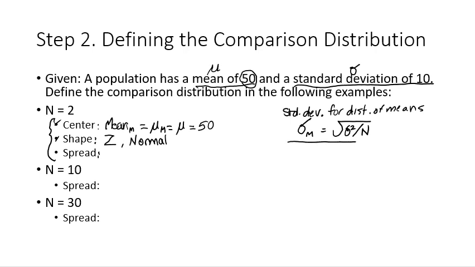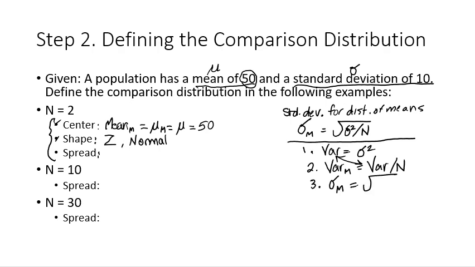But in our class, we're always going to be using three steps. Step one, we're going to calculate the variance. And the variance is always going to be standard deviation squared. In step two, we're going to calculate the variance for the distribution of means. There's that subscript M again. And it's always going to equal the variance, which we just calculated up here, divided by n, or the number in the sample. And in step three, we're going to calculate the standard deviation for the distribution of means, which is always going to be the square root of the variance for the distribution of means.